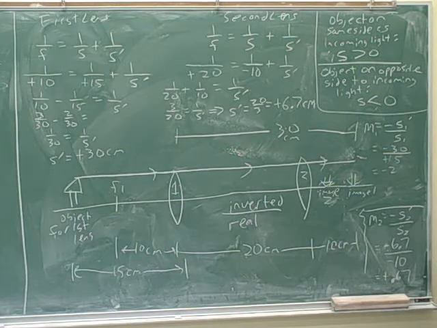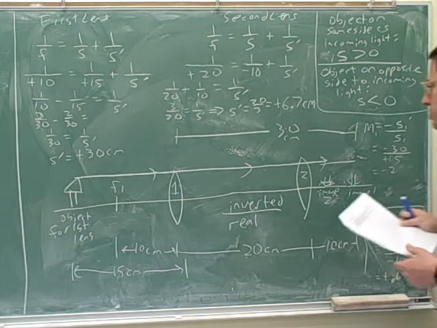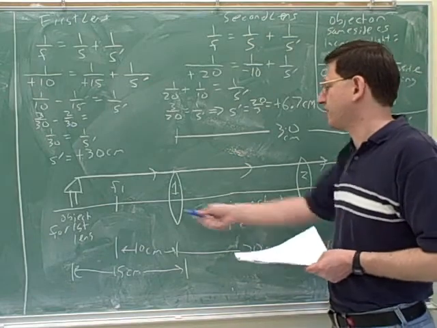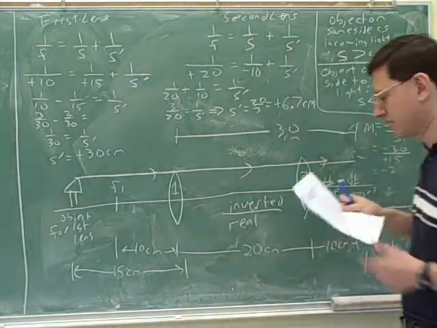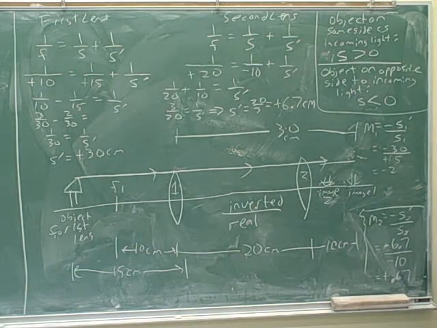Okay, so we've decided that the final image is real and inverted. To see if it's inverted, you have to think through the logic of both lenses. But to see whether it's real, you just look at this number over here from the second lens. Okay. And so part C, find the magnification of the final image.